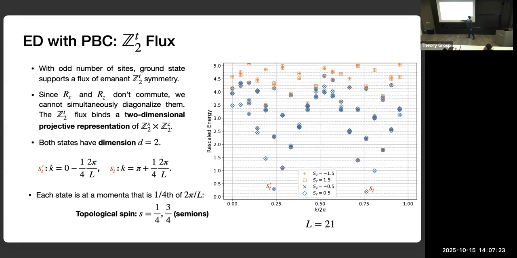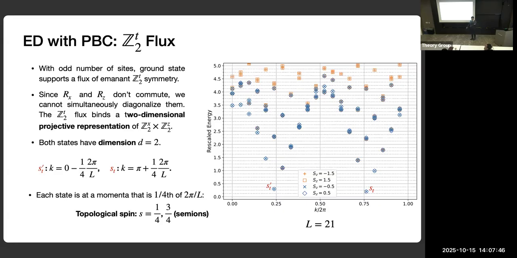And then if I look at the momenta where they are localized, I notice that it's actually localized around -1/4 times 2 pi over L and +1/4 times 2 pi over L. So actually they carry some non-trivial topological spin. And then I want to interpret these as some semion-like excitations with topological spin 1/4 and 3/4.